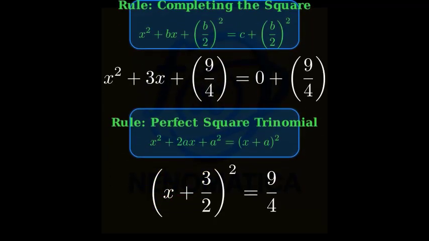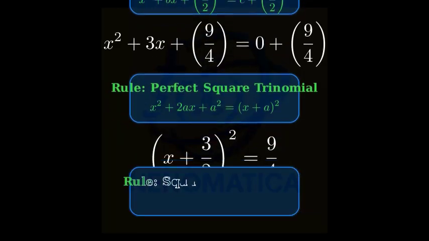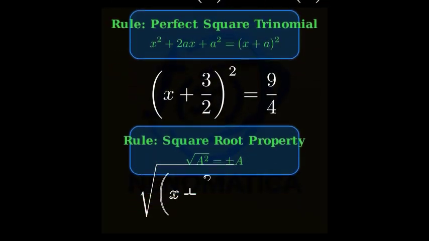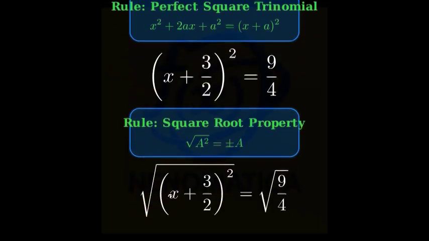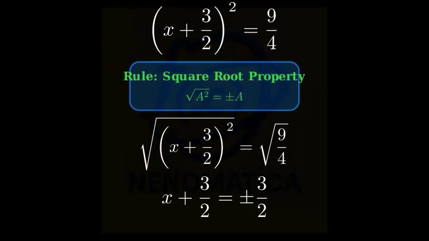Step 3. Take the square root of both sides and include plus or minus. Show the square root property. First, take square roots symbolically. Then, simplify the right-hand side to plus or minus 3 over 2.